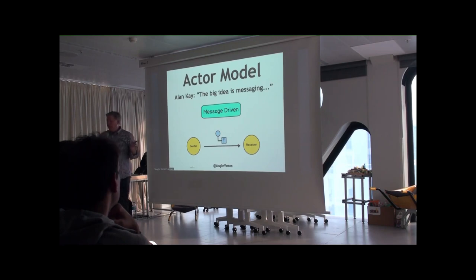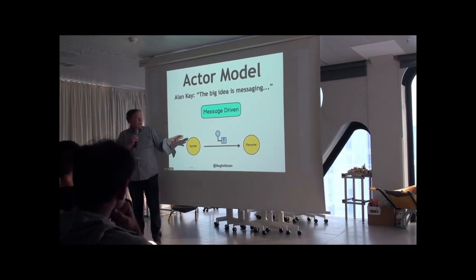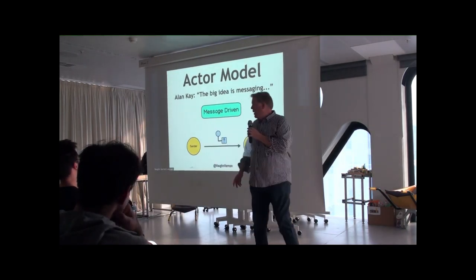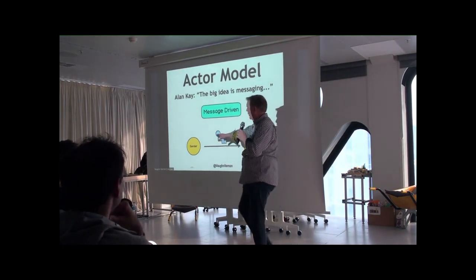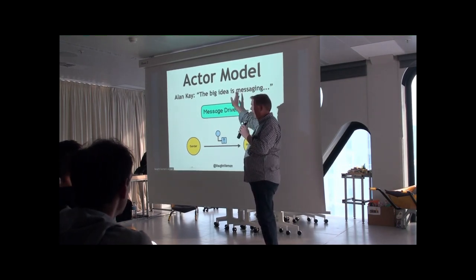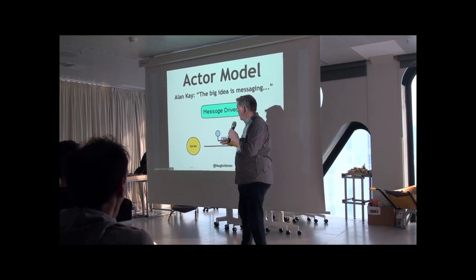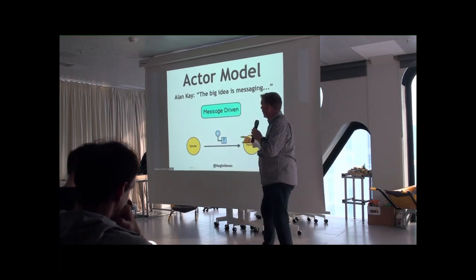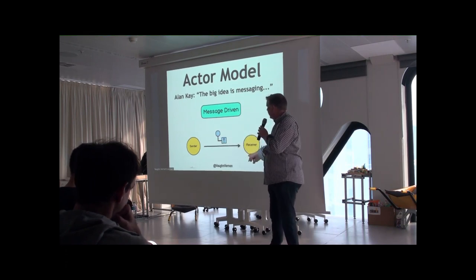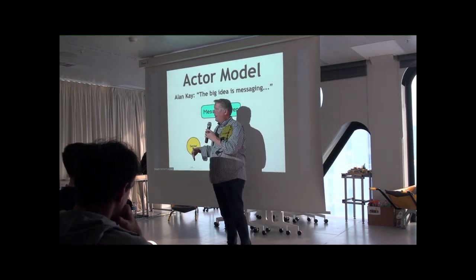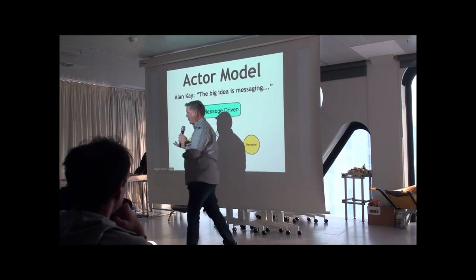So, the actor model: the big idea is messaging. What Alan Kay said about the actor model is that a sender will send a message to a receiver. So this is the idea of objects. This is an object. This is an object. The difference between these objects and the blocking objects is that this actor has a mailbox. This actor has a mailbox, and when this message is sent from this actor to this actor, it will be enqueued in the mailbox. This actor, the sender, will continue operation on the thread that's been allocated for it to run on.